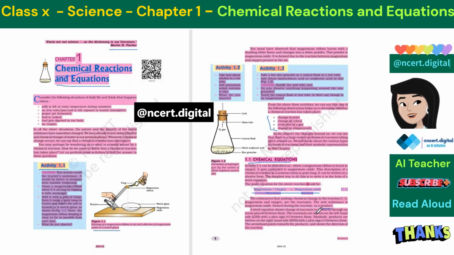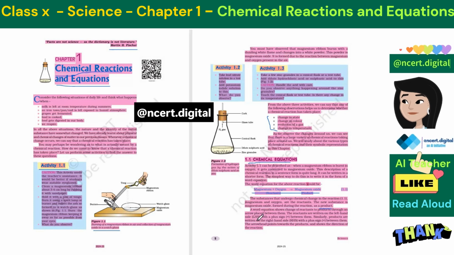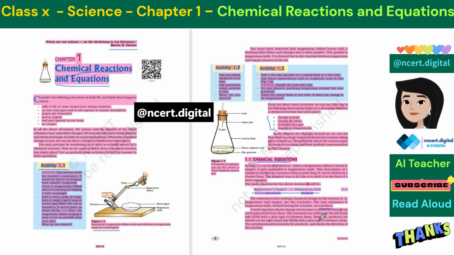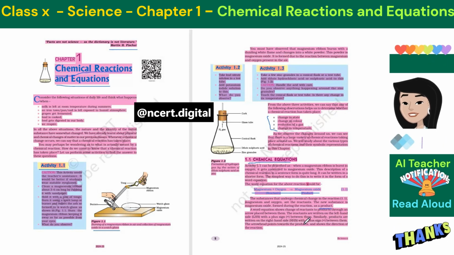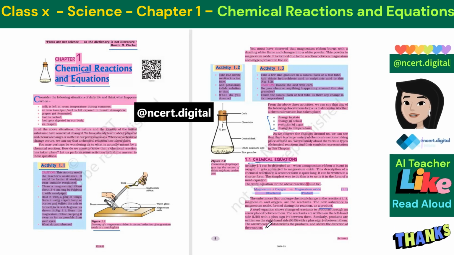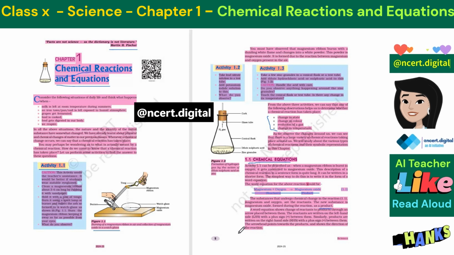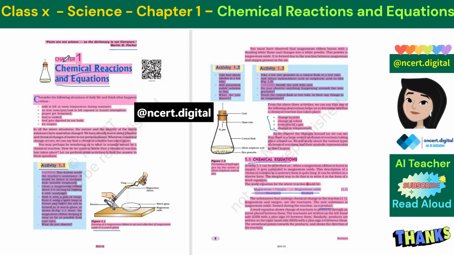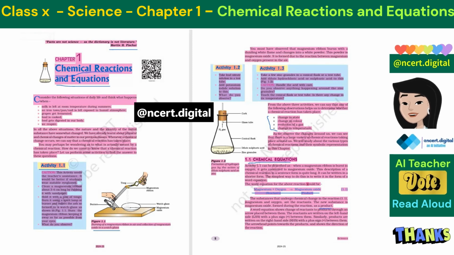A word equation shows the change of reactants to products through an arrow placed between them. The reactants are written on the left-hand side, LHS, with a plus sign between them. Similarly, products are written on the right-hand side, RHS, with a plus sign between them. The arrowhead points towards the products and shows the direction of the reaction.